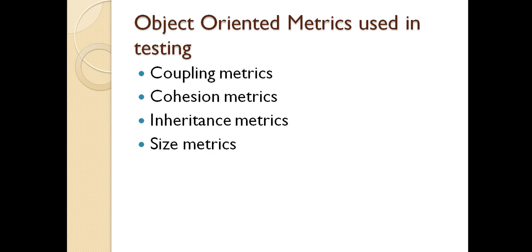Coupling basically checks how many classes we have developed in the lines of code, how the classes interact with the objects, and how they are dependent on each other. Then second is the cohesion metric. The cohesion metric is used to measure how the methods of a class are related to each other. Once we have defined a class structure, we can define various functions in that class structure. Methods are nothing but functions. How these methods correlate and communicate with each other is measured under the cohesion metric.